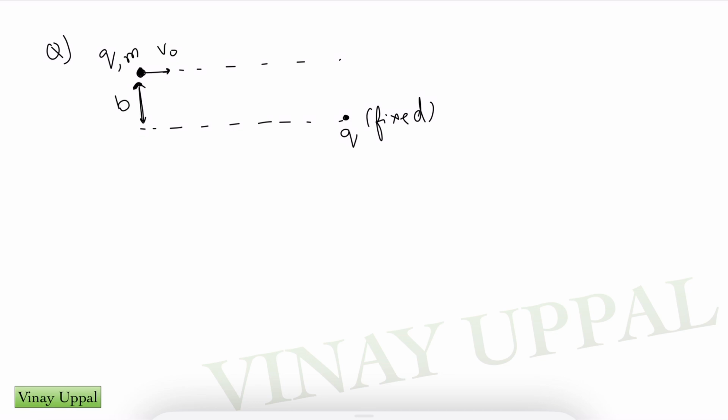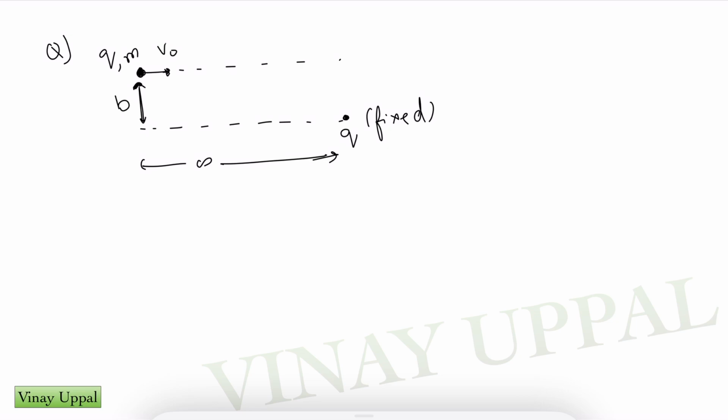Let's do one more question. Let's say I have a charge q here, and it is given a velocity v naught. And I have another charge q which is fixed. Let's say this distance is b. The mass of the charge that is given an initial velocity v naught, the left charge, is m, and it is given the velocity v naught at infinity. So this distance initially is infinite.